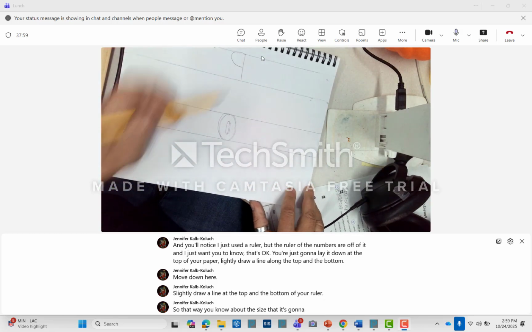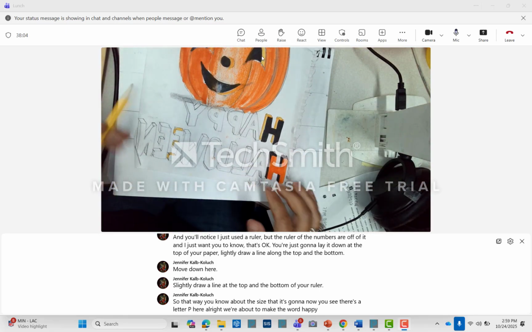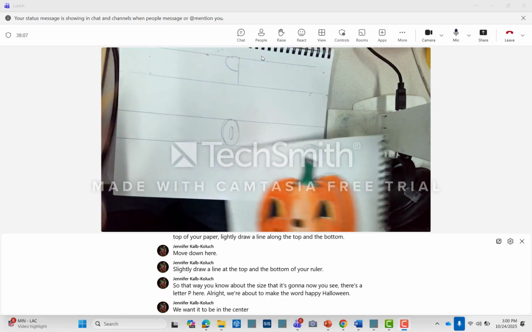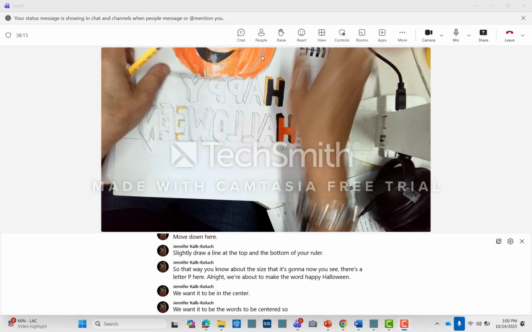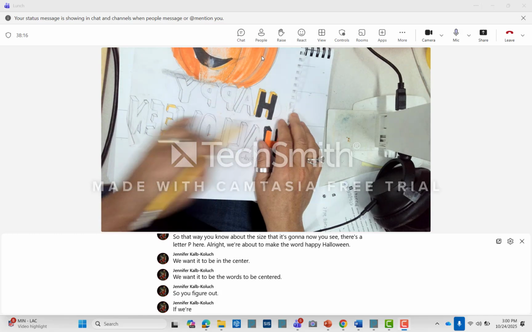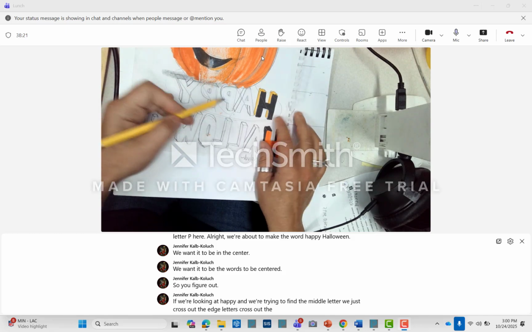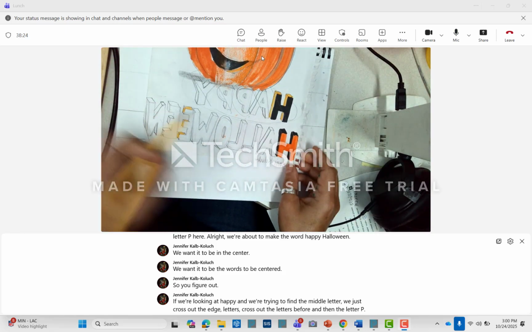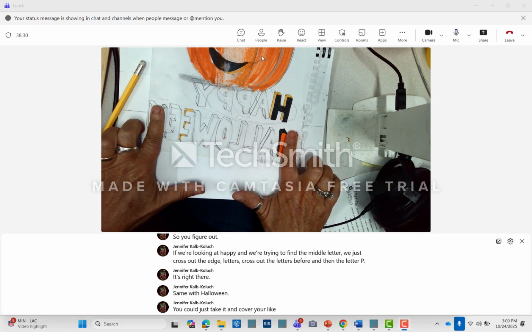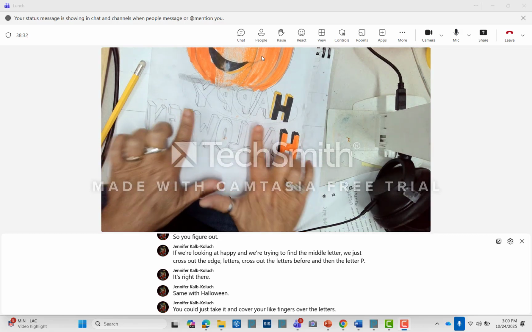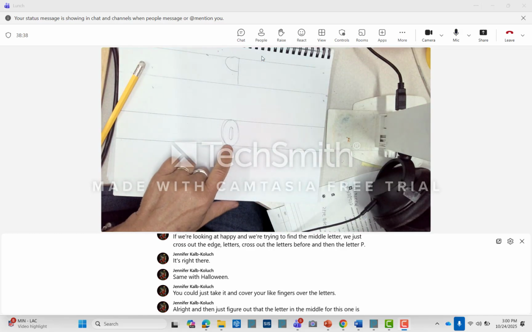Now you see there's a letter P here. We're about to make the words Happy Halloween. We want the words to be centered. So if we're looking at Happy and trying to find the middle letter, we just cross out the edge letters, cross out the letters before, and then the letter P is right there. Same with Halloween. You could just cover the letters with your fingers, and then figure out that the letter in the middle for this one is O.